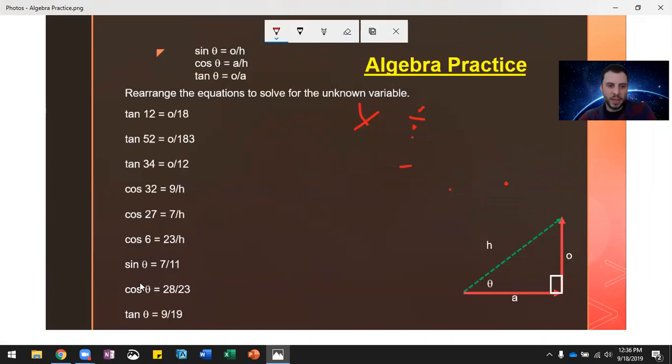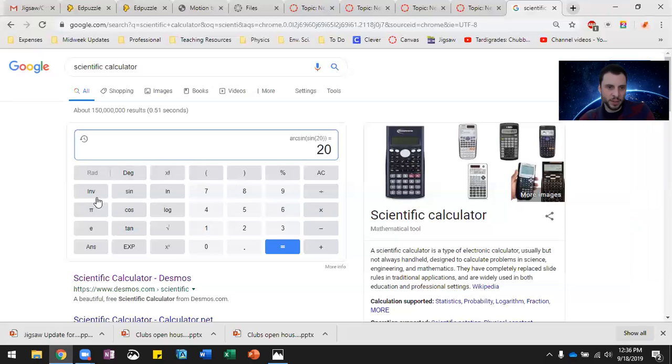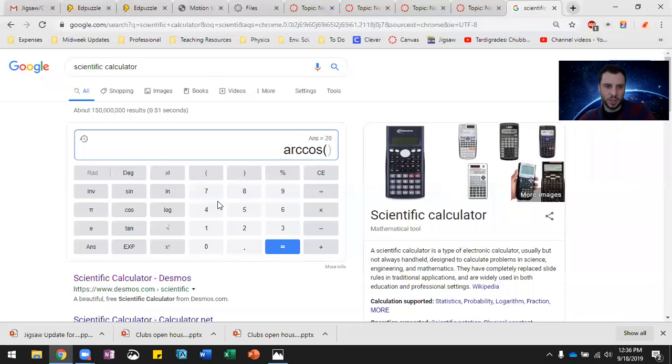So if we want to go ahead and say we want to get rid of the cosine of 20, we want to take the arc cosine of 20. So we can put that into our calculator. The arc cosine of the cosine of 20 gives us 20.